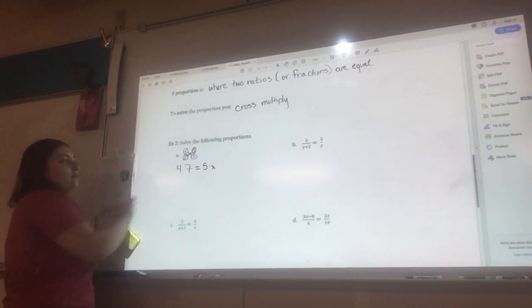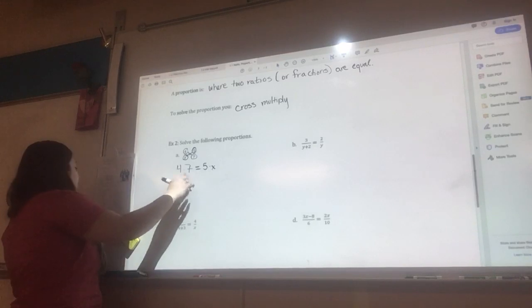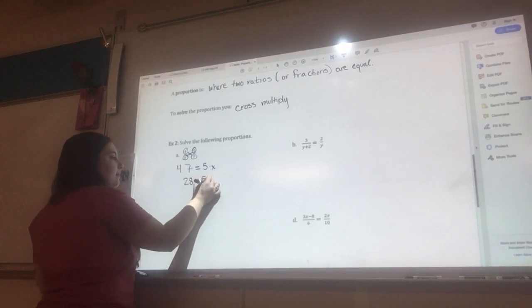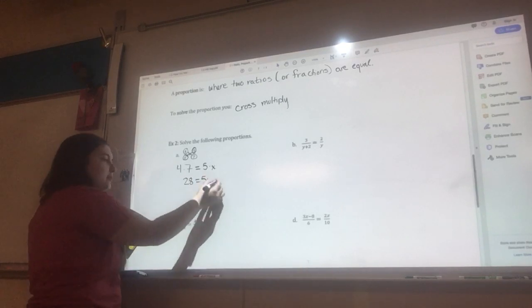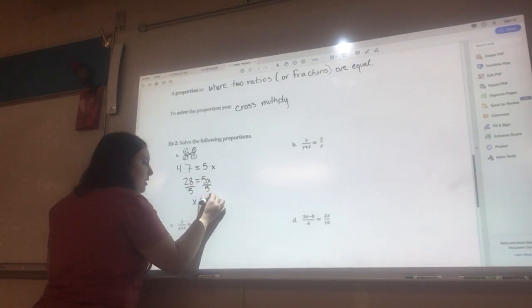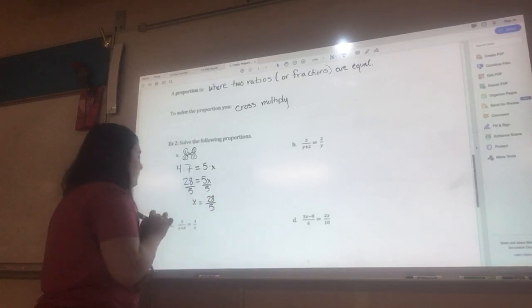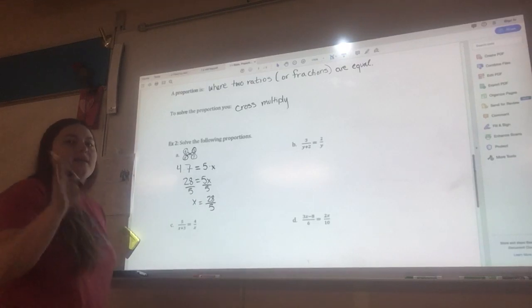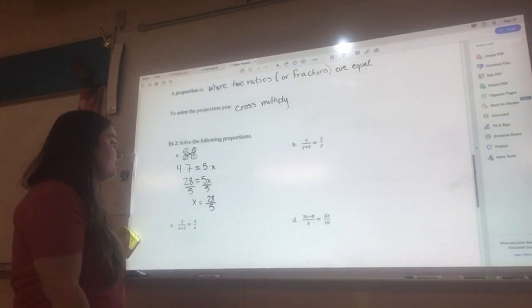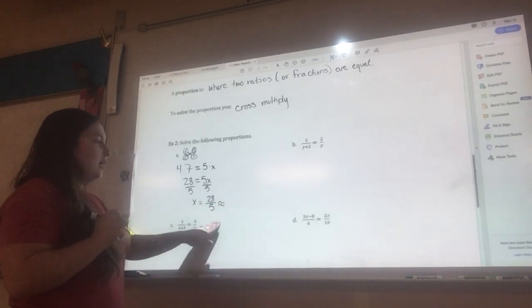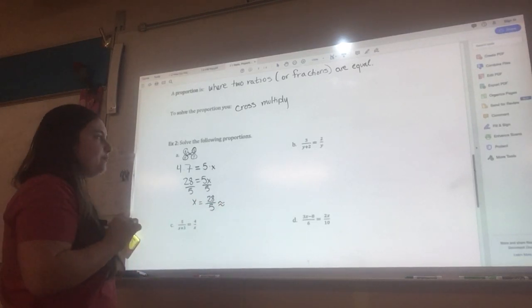So now we can solve. So we have 4 times 7, which is 28, and it's going to equal 5x. How do I get x by itself? Divide by 5. So x is going to equal 28 divided by 5. You can leave it in fraction form. It is okay. You do not have to give me decimals. If you give me decimals, please make sure you approximate. But you do not need to give it to me in decimals.